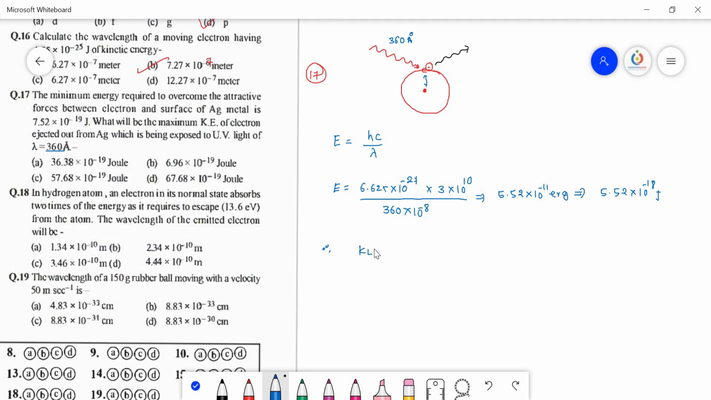So let's find out the kinetic energy. So kinetic energy is equal to the energy absorbed minus the threshold energy, and this is the difference. So we get 7.52 into 10 power minus 19 joules minus 0.552 into 10 power minus 19 joules. Both I have taken in joules only. So the kinetic energy of the electron can be known as 6.96 into 10 power minus 19 joules. So option B is correct.